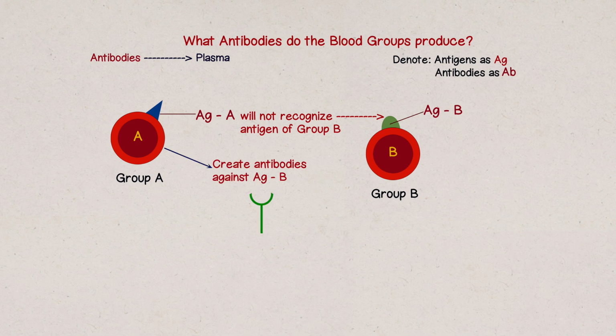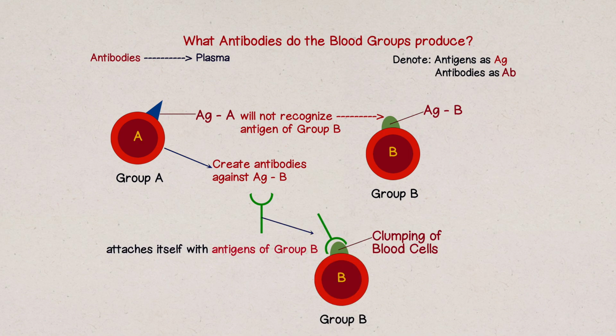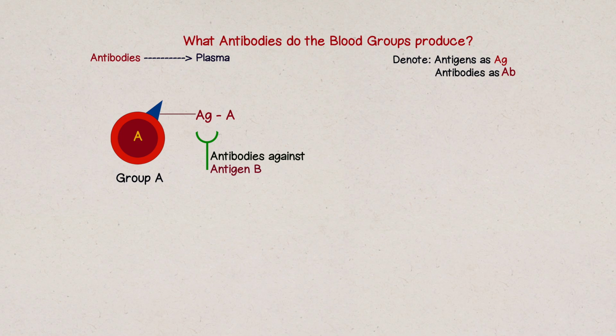This means if a person having blood group A receives blood from blood group B, the antibodies that group A contains will not recognize the antigens of group B, and will gradually attach to them, which will cause clumping and fatal conditions. We will discuss other terrible consequences later in the video. So group A will have antibodies against antigens of group B.